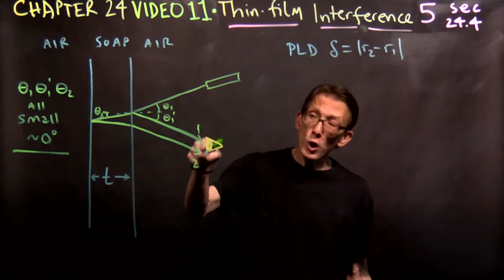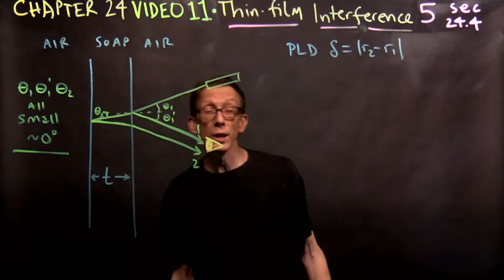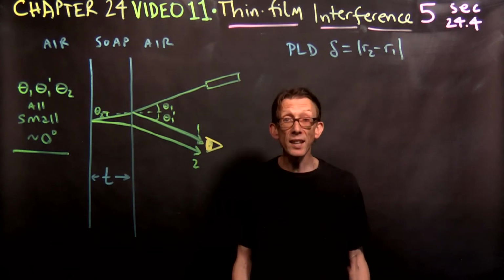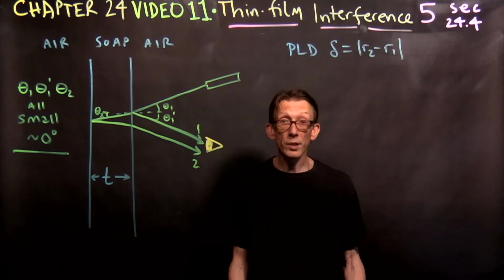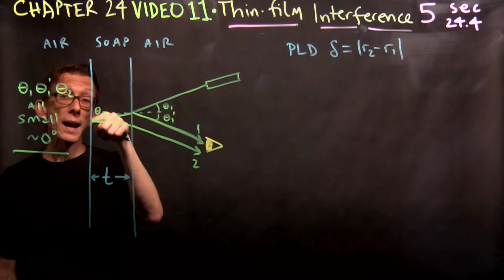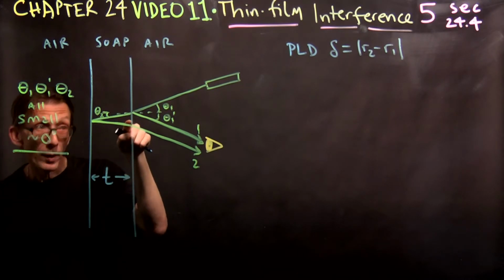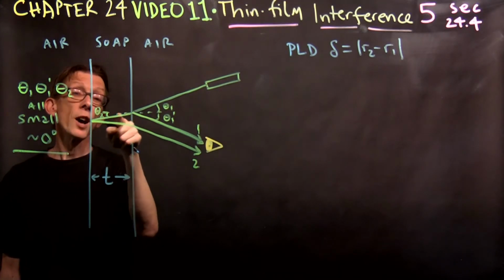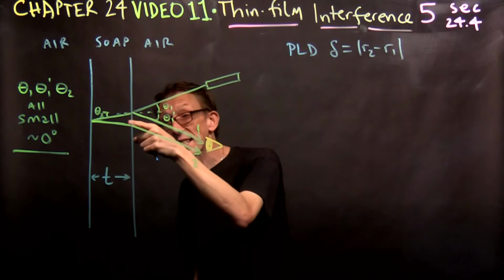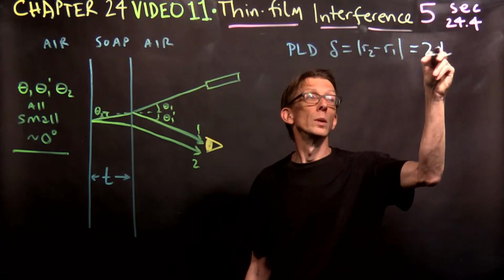So ray 2 has traveled further than ray 1. And because these angles are very small, we can approximate and say that thickness t is related to that path length difference. In other words, the distance that ray 2 traveled further, it went from the front of the film to the back of the film, and then from the back of the film to the front of the film. So the path taken by ray 2 inside the soap film is the path length difference, and that is equal to 2t.